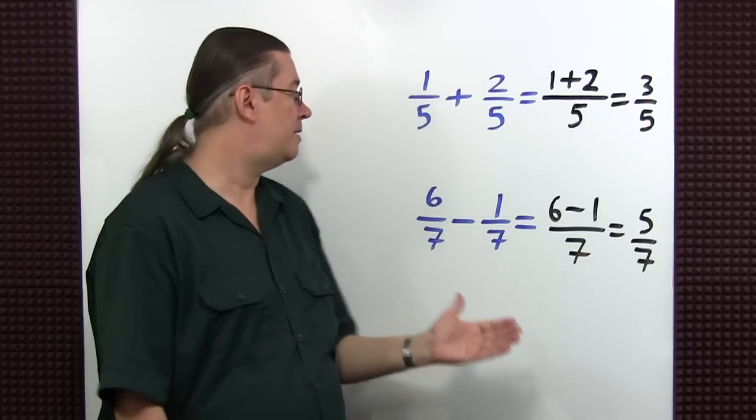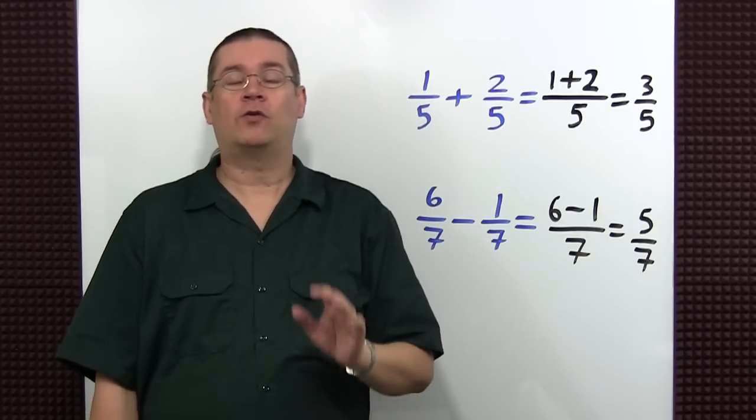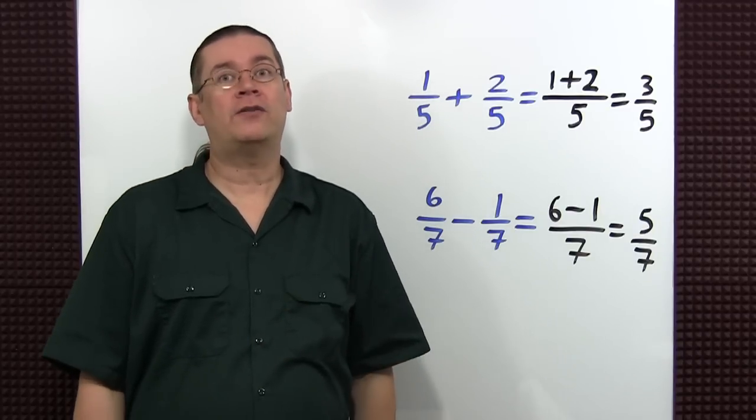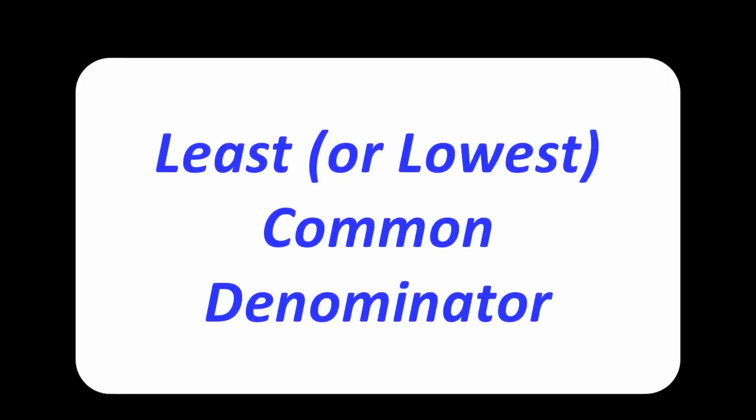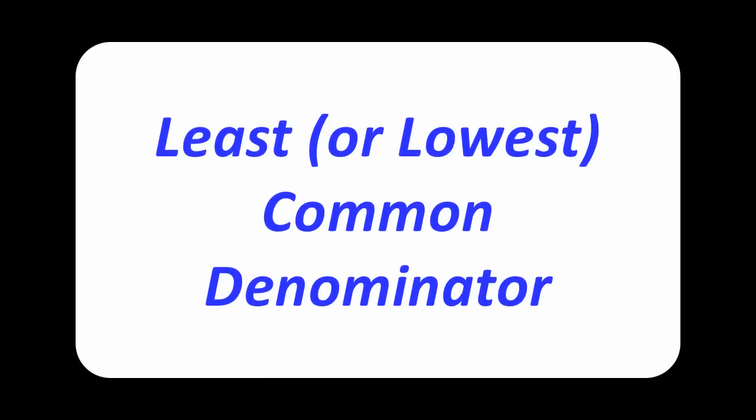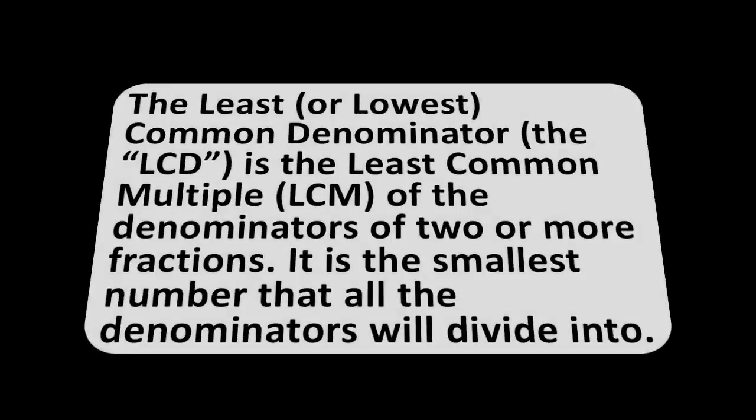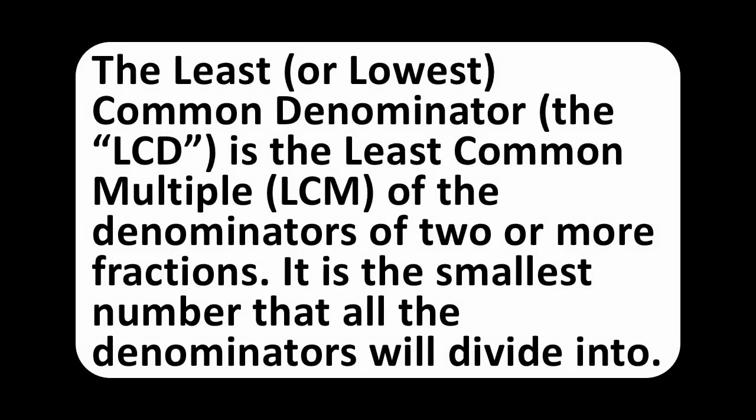The problem is when the denominators are different. So before we can do that, let me show you another definition. Least or lowest common denominator. The least or lowest common denominator, the LCD, is the least common multiple, LCM, of the denominators of two or more fractions. It is the smallest number that all the denominators will divide into.